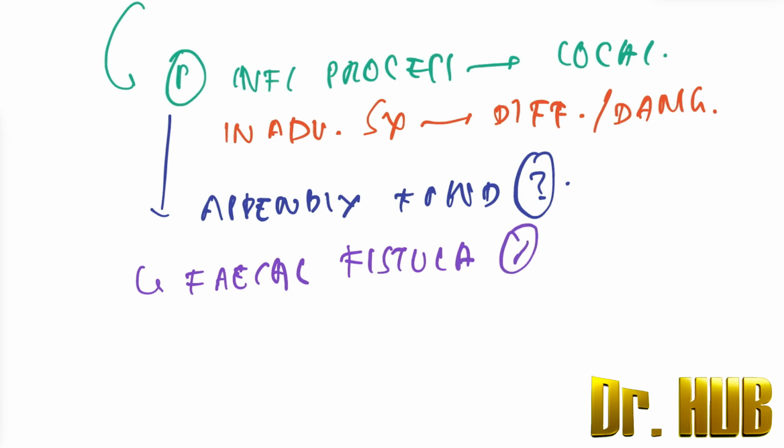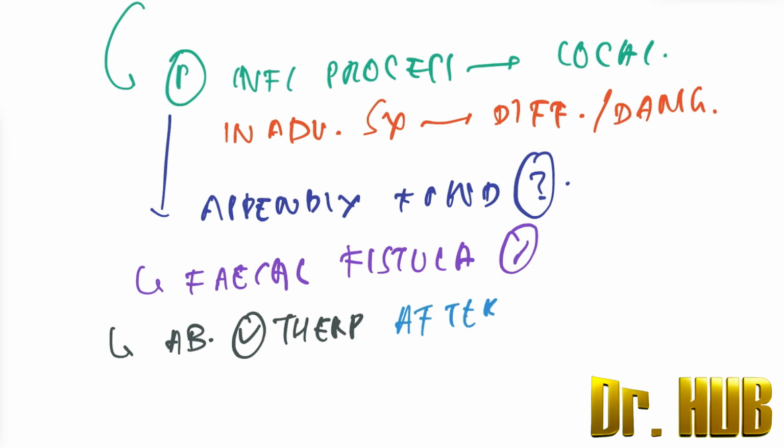Then there is antibiotic therapy. It should be given after performing the CT abdomen. So this antibiotic therapy should be given after the CT of the abdomen. Next is the abscess. If present, it can be drained radiologically.